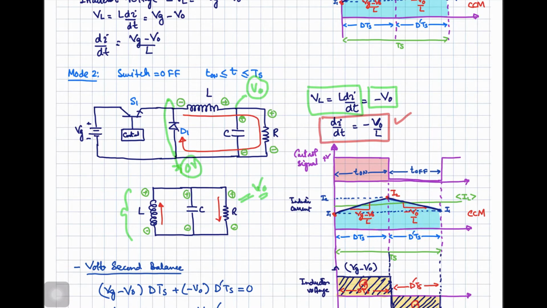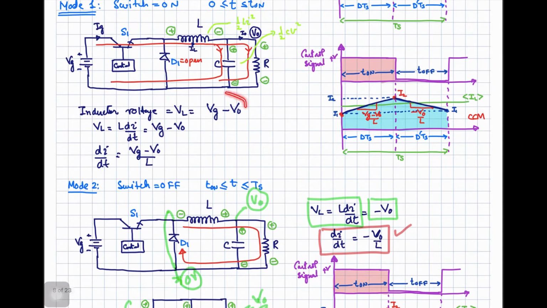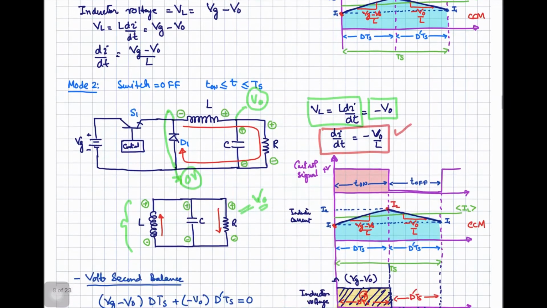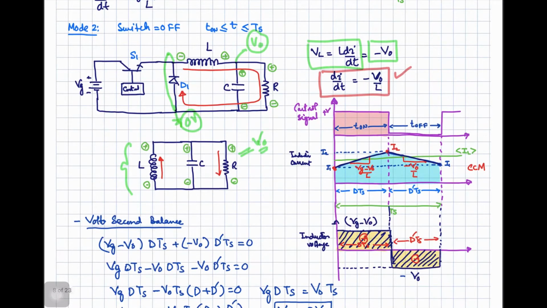And what about the inductor voltage? When your switch was in the on state, the voltage across the inductor is Vg minus V naught, and in the off state the voltage across the inductor is minus V naught. So now if I sketch the inductor voltage, in the on interval this is Vg minus V naught, and in the off interval it is minus V naught, and the off interval is d prime into Ts, and the on interval is dTs. Right, so if you look at the area under the curve, this is the positive area, and this one is the negative area because your voltage is negative.